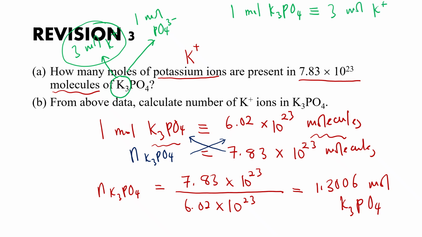So sekiranya kita ada the real mole is 1.3006 mole, so you can find number of moles of K+ ions. So again, boleh buat darab silang if you are unsure tentang nak bahagi ke ataupun nak darab.